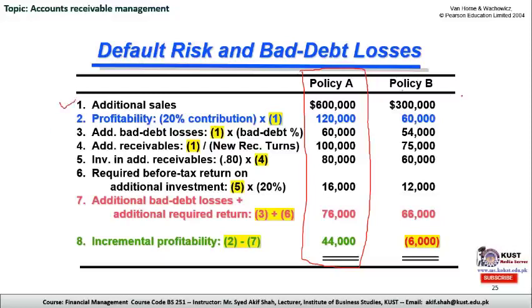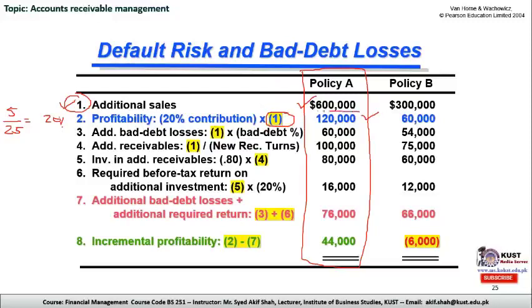The first condition was that when policy A was adopted, we were given additional sales of $600,000 and the profitability margin is 20%, multiplied by this first factor, which is additional sale. So we have to multiply 20% with $600,000, as this represents statement number one's numerical value. The contribution margin was 20%, because if we divide 5 by 25, which was the sale price of the product, the contribution margin was 20%. So on each dollar of sales volume, we are earning 20% profit. So profitability in policy A will be $120,000.